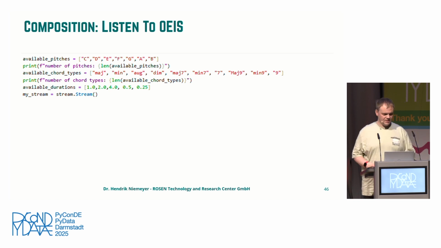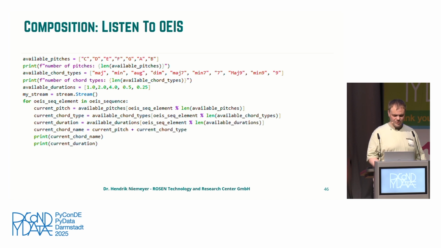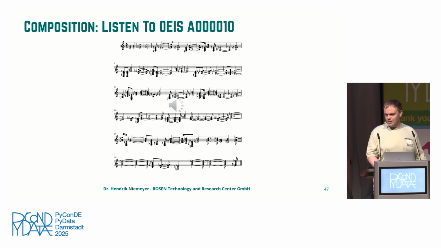So what I do here is I create a list of pitches, a list of available chord types from this harmony.chordTypes constant, and available durations, and a stream object, and I iterate over a sequence from the Online Encyclopedia of Integer Sequences, and use the sequence value as an index into these lists to create different chords and append them to a stream, and this I, in the end, can render out again to create music. And we listen to one of them now. For example, this is A000010. This is the Euler totient function, downloaded from the Online Encyclopedia of Integer Sequences and turned into music.